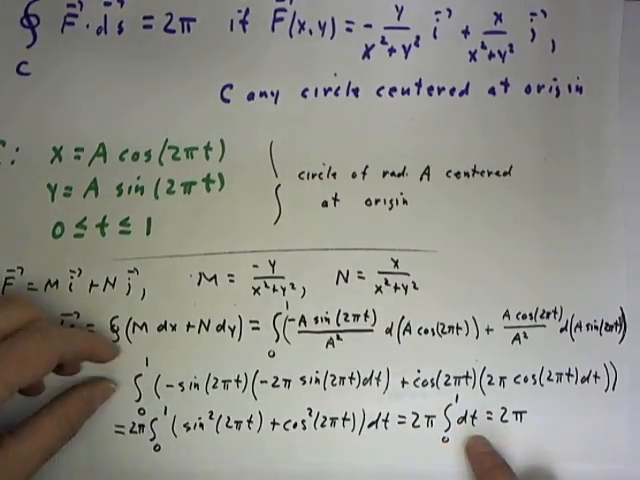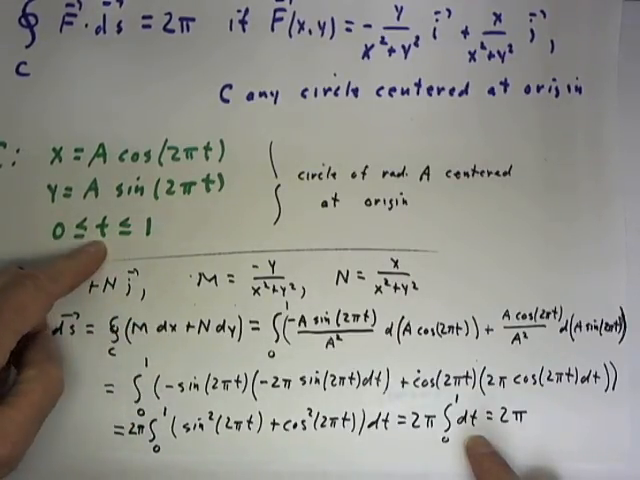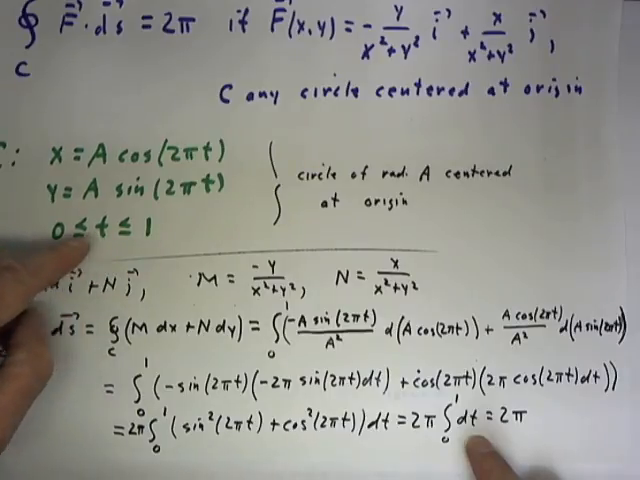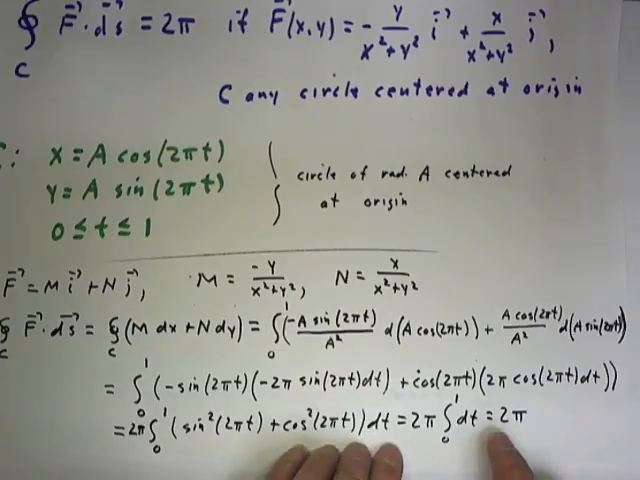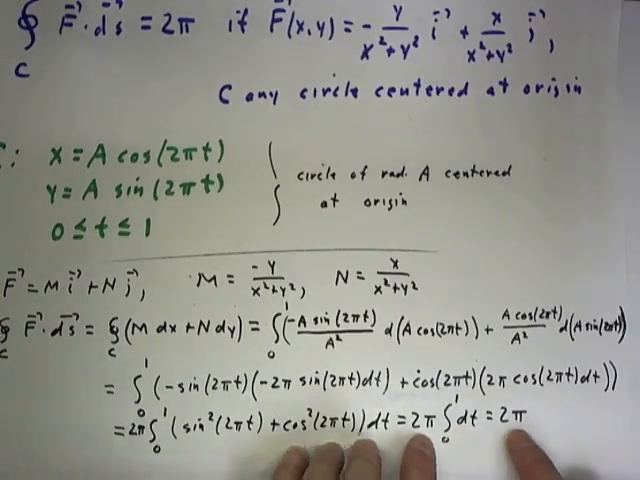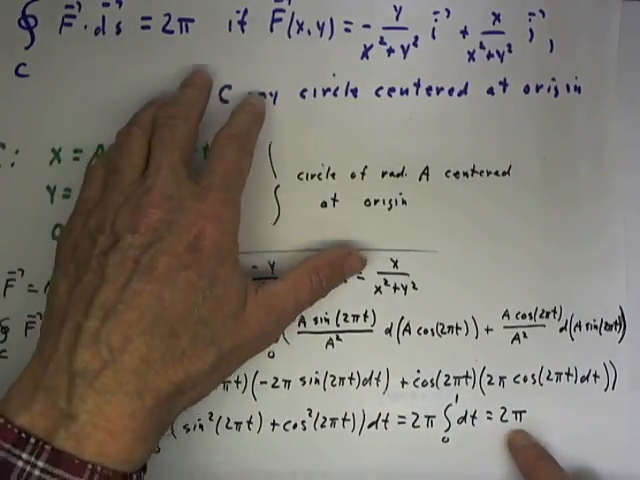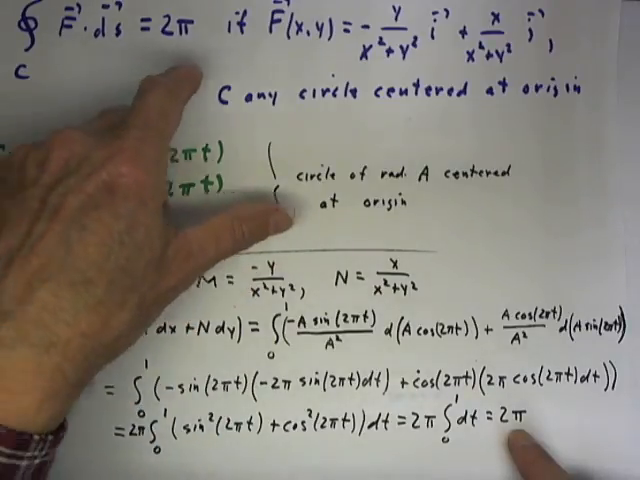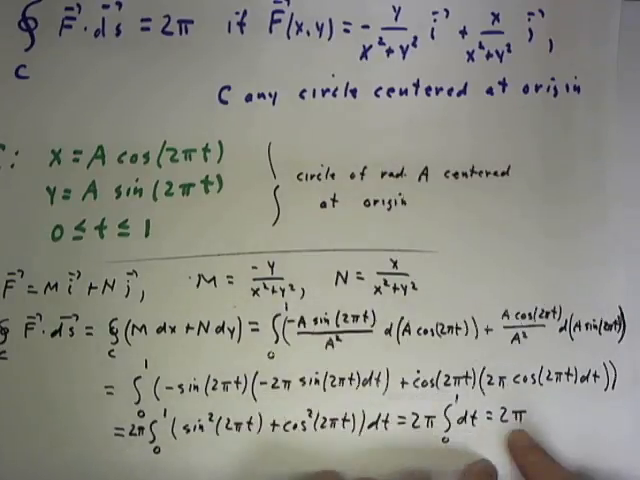Now, the integral for t goes from 0 to 1, of course, because our parameterization was for the interval 0 less than or equal to t less than or equal to 1. So our final result: the integral from 0 to 1 of dt is just t evaluated between 1 and 0. That's 1, and that tells us that the integral is 2 pi. So we've established what we set out to establish, that the integral of this function around any circle centered at the origin is 2 pi.